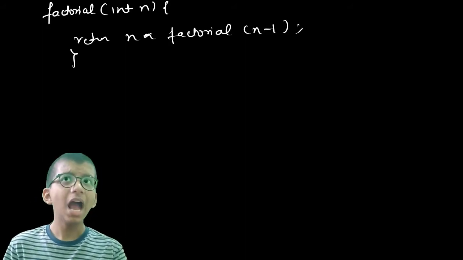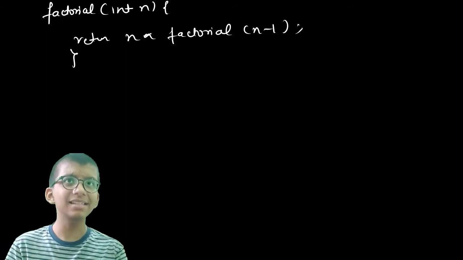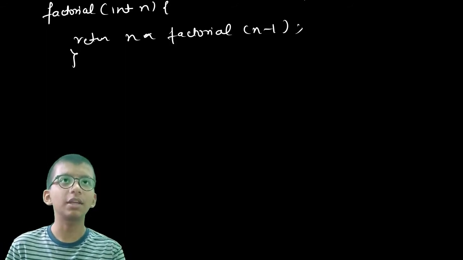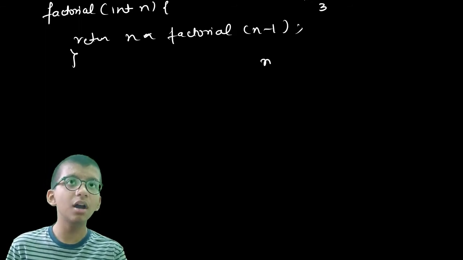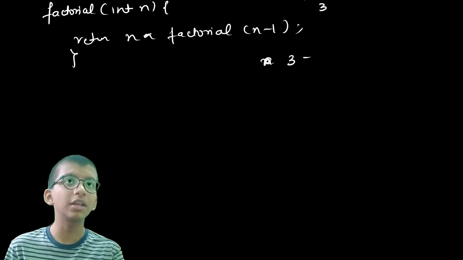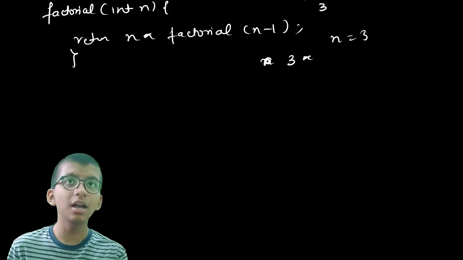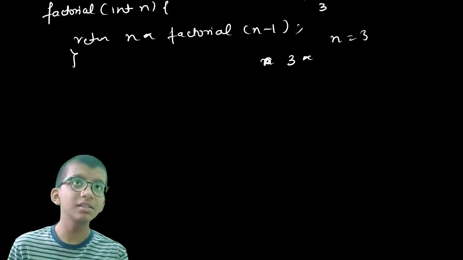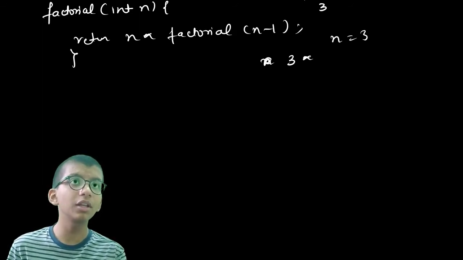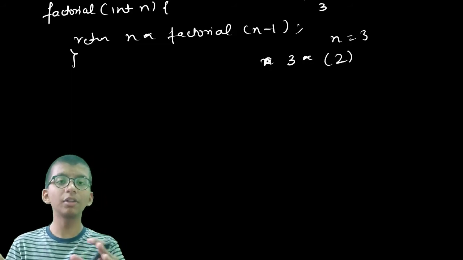So let's say our factorial n is 3. So when n equals 3, it is 3 times the factorial of 3 minus 1. Now we want the factorial of 2, because we want the factorial of 2.